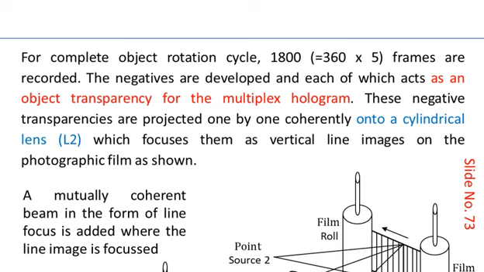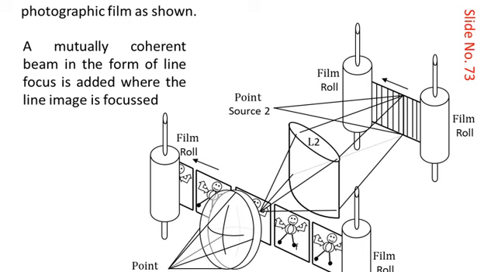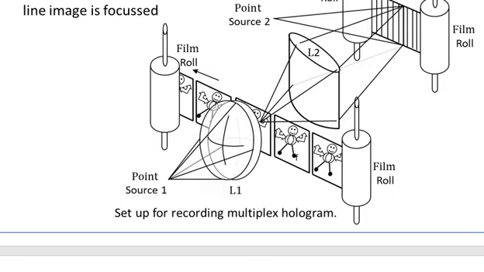for the multiplex hologram. These negative transparencies are projected one by one coherently onto a cylindrical lens L2, which focuses them as the vertical line image on the photographic film as shown. A mutually coherent beam in the form of line focus is added where the line image is focused. So let me explain this diagram. This is a setup for recording of a multiplex hologram.